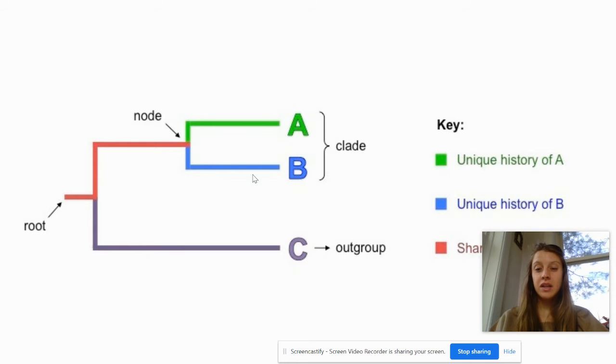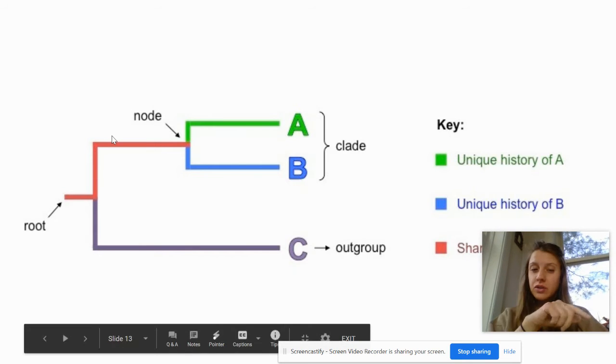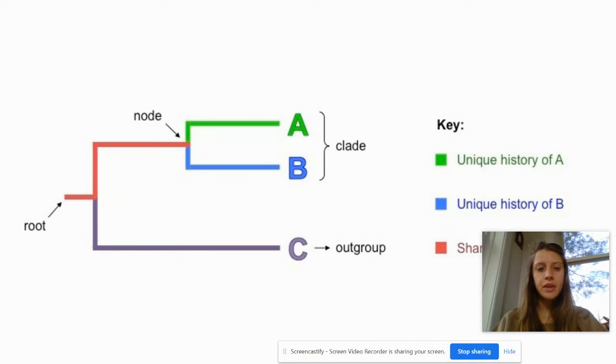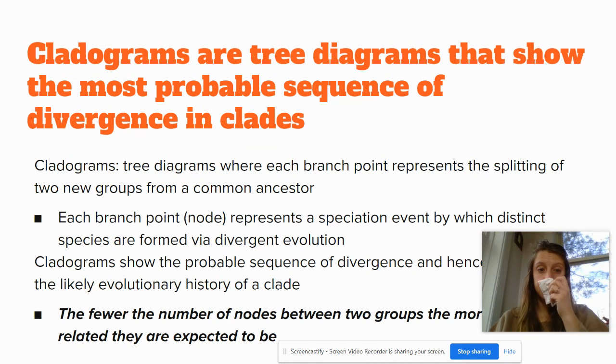So that is showing us all of these vocab words sort of applied. I would recommend that you pause the video and look at the words, look at the questions that have to do with root, node, clade, outgroup, before we go on. So cladograms are diagrams that show the most probable sequence of divergence in clades.